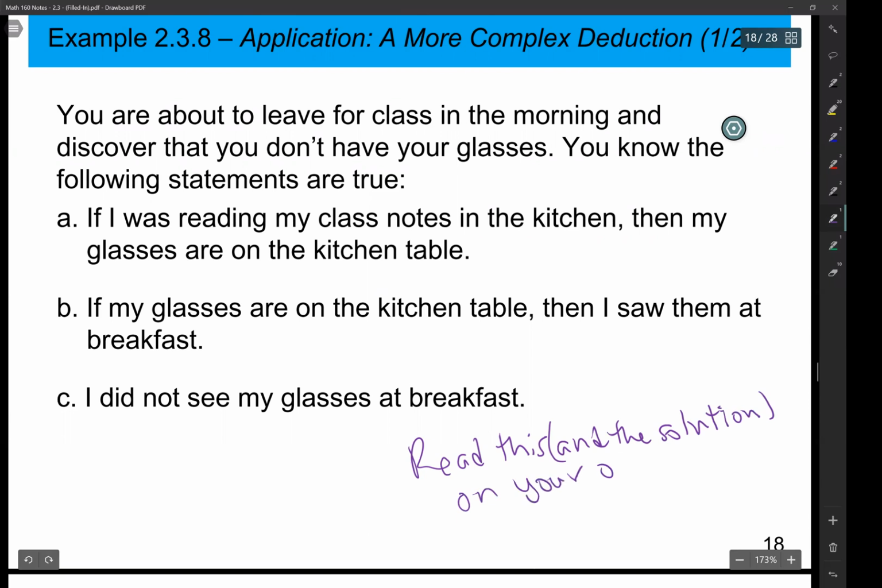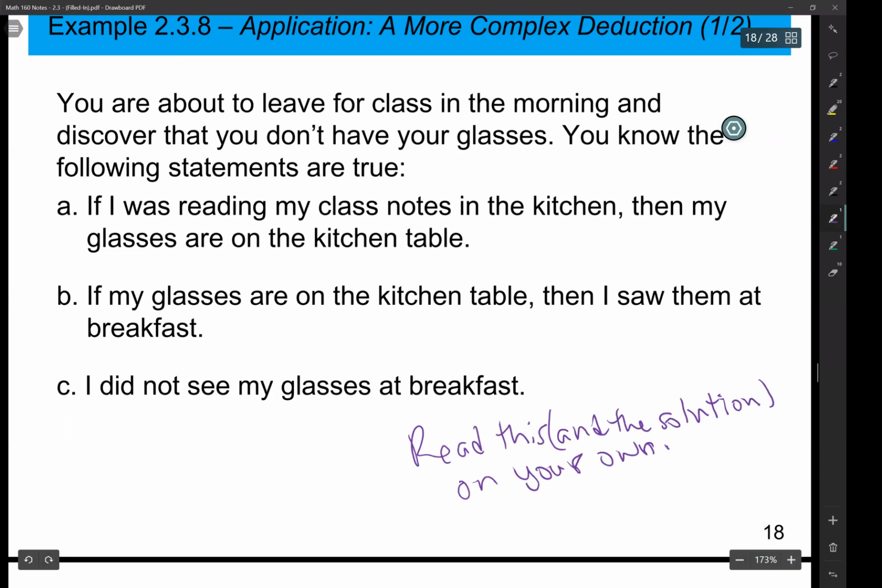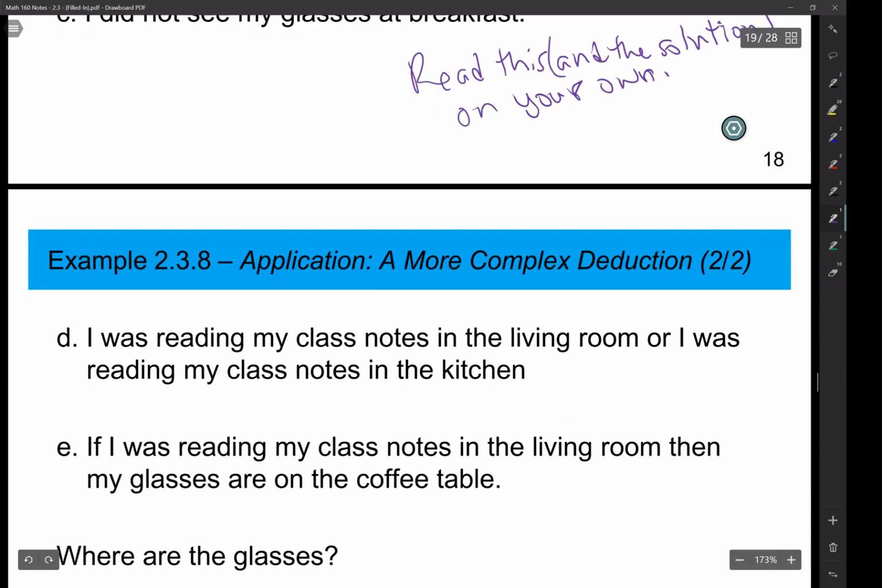But check it out. It's a little bit longer, and it's just going to be me reading a lot, so it'll be kind of boring to watch. But read it out and follow the logic of what the solution is doing, so that you can answer the last question, which is where are the glasses.